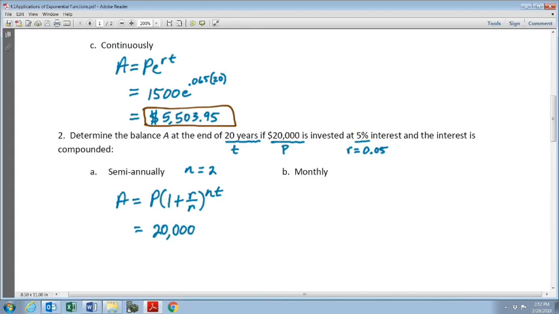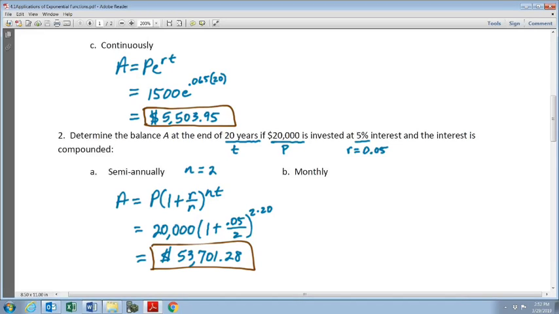And so let's go ahead and plug in the numbers. 20,000, it's going to be 0.05 over 2, and then 2 times 20 will be our exponent there. Go ahead and put that into your calculator and make sure you're getting $53,701.28.